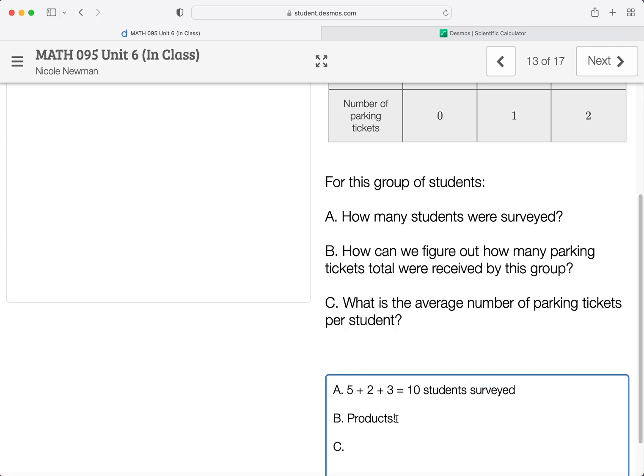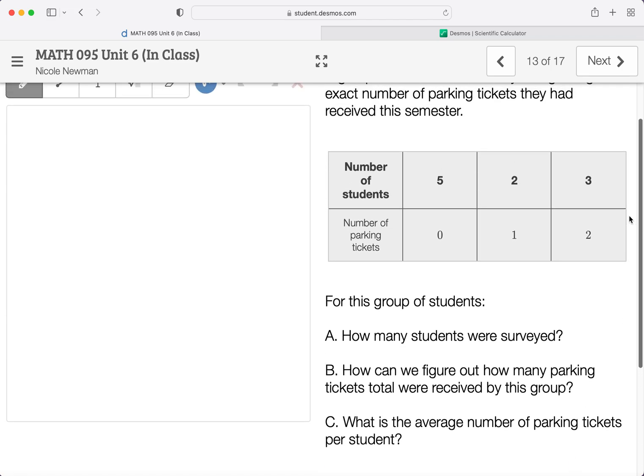I already left a hint down here for myself. Letter B has to do with products. How can we figure out how many parking tickets total were received by this group? Like if we had them all present and they had their paper parking tickets in front of them, how many of those tickets would we be seeing?